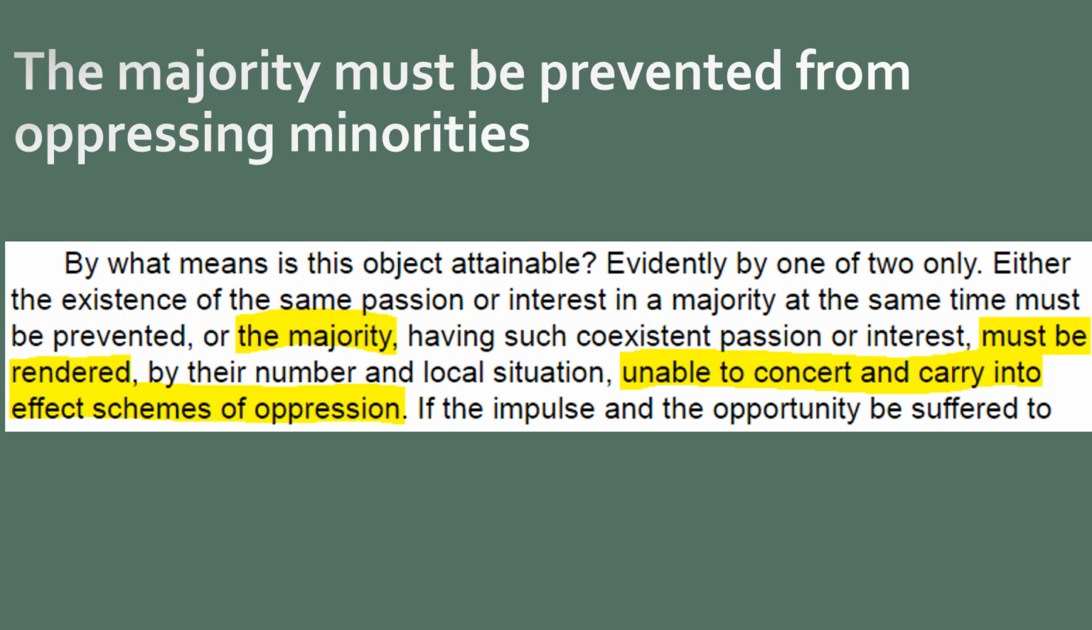So he says here, I'm just going to read what I have highlighted, because I highlighted exactly the key things. The majority must be rendered unable to concert, meaning come together, concert, and carry into effect schemes of oppression. In other words, there must be something within our form of government that prevents the majority from oppressing minorities. And we're going to see what he describes and what he suggests will do that.